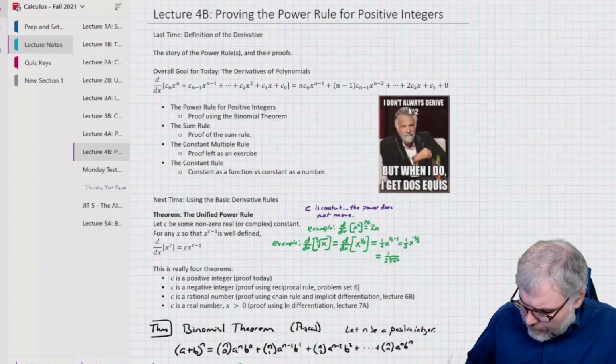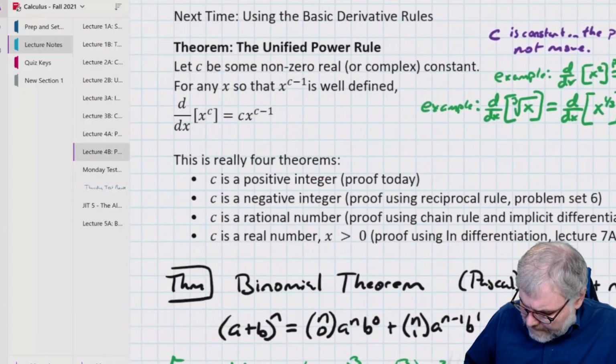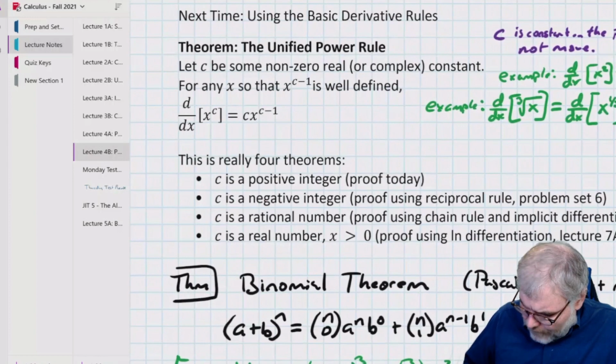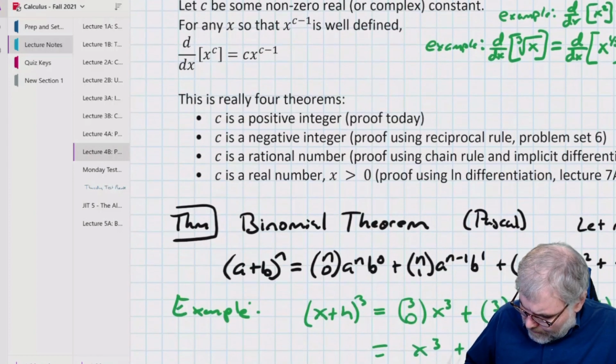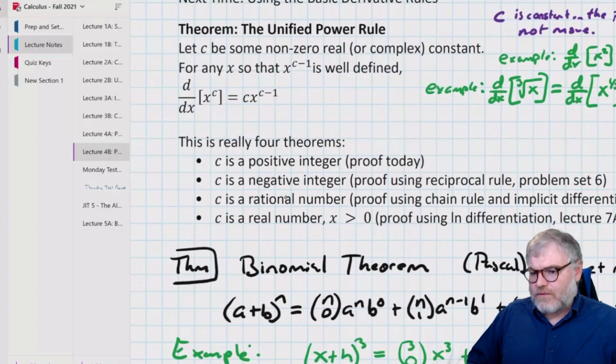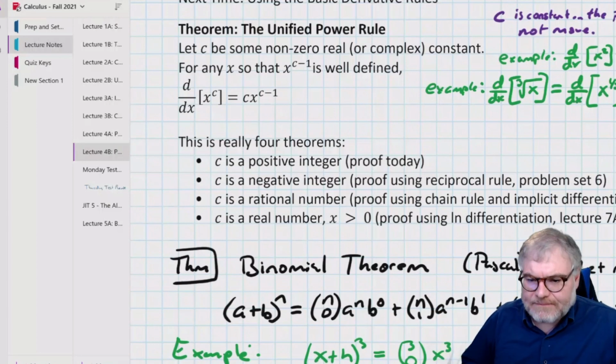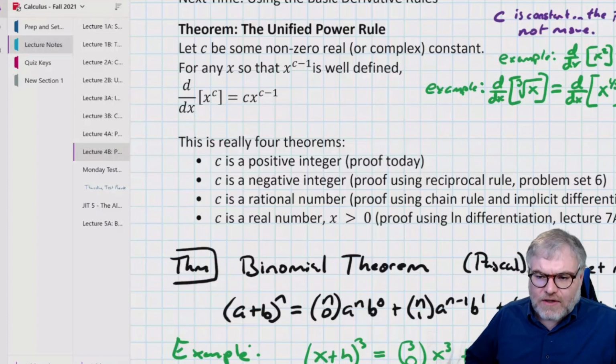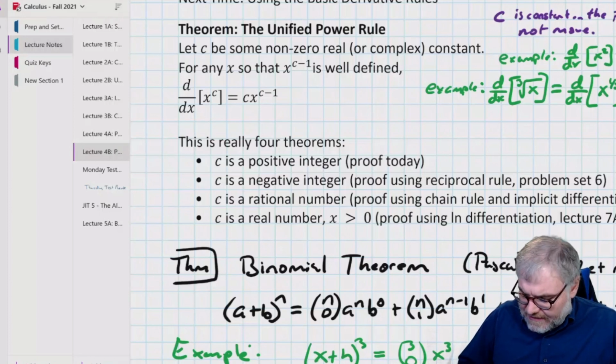We already proved this for the positive integers. We will prove it for negative integers using the reciprocal rule. That's going to be part of next week's problem set. We're going to prove it again for a rational number. We're going to use the chain rule and implicit differentiation, and this one depends on that one.